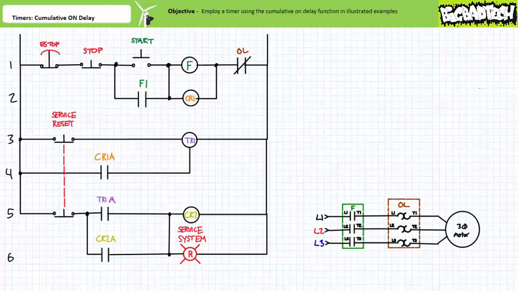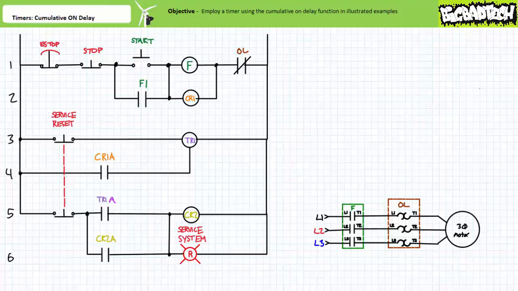Rungs 1 and 2 contain a regular 3-wire control circuit that selectively energizes or de-energizes the F contactor coil, as well as the coil of a regular control relay, CR1. When an operator presses and releases start, the F contactor coil will be energized, the F primary contactor will close, and the coil of control relay CR1 will be energized.